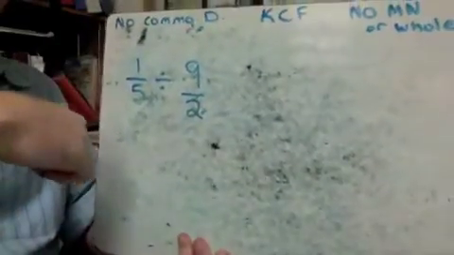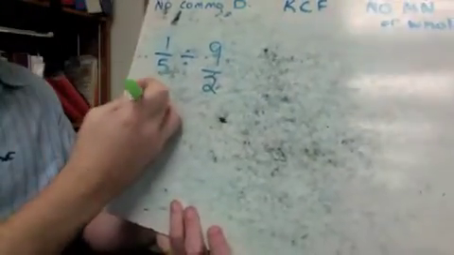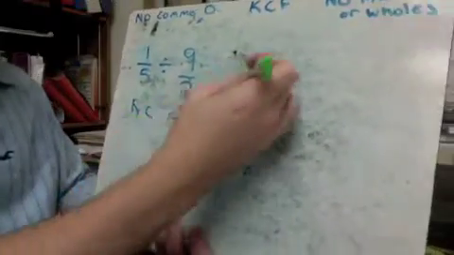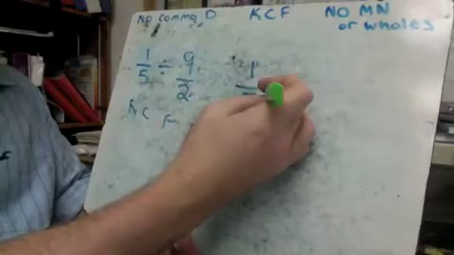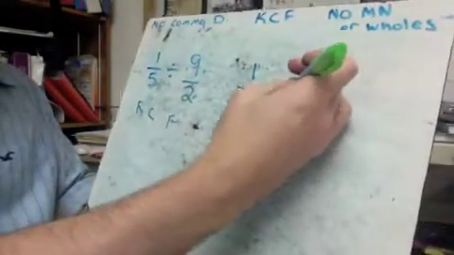Okay. Once I've done that, now my problem is formatted correctly. Now I can do my keep it, change it, flip it. So that would be 1/5 times, that's the change, and then flip that 2/9.